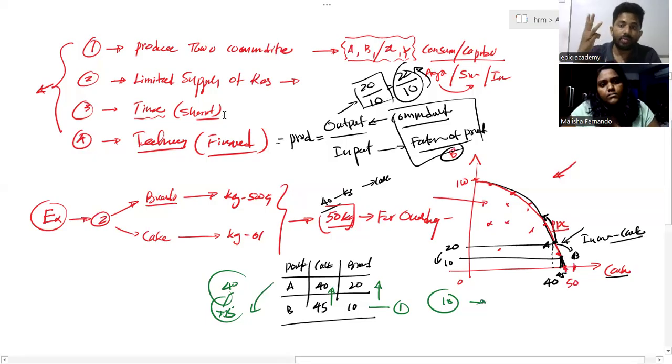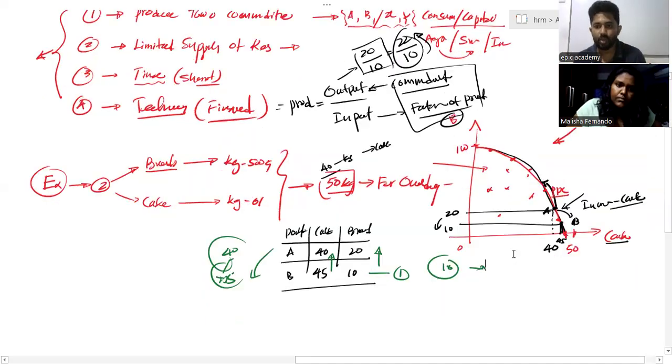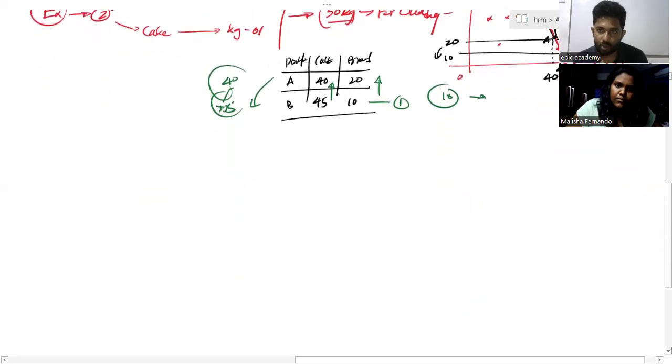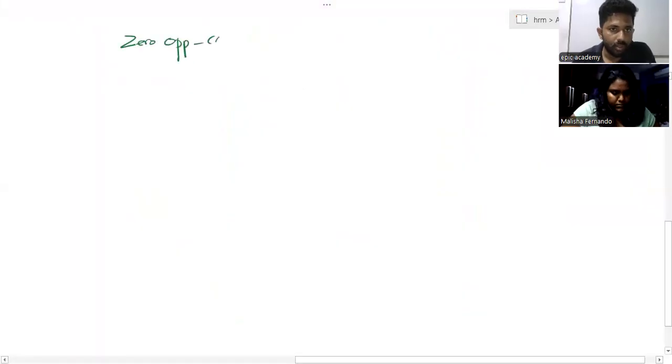There are 3 types of occasions. It is very important. There are 3 types of occasions where you can identify there is no opportunity cost. We call it zero opportunity cost. Let's discuss what are the opportunity costs you have to face and what are the zero opportunity costs. First one is zero opportunity cost. In this occasion, opportunity cost becomes zero.